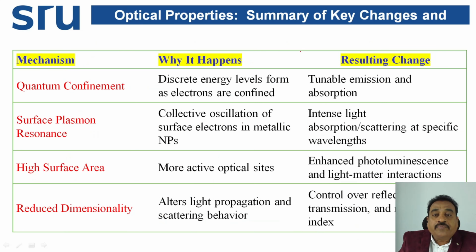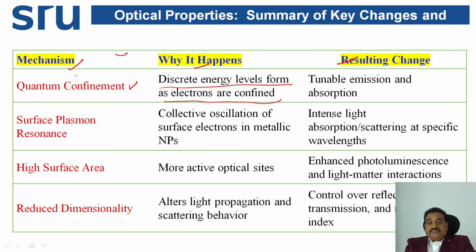So coming to the summary of optical properties, you try to see here: the mechanism, why it happens, and the resulting change, try to understand very simply. Quantum confinement effect: discrete energy levels form as electrons are confined. So the result is tunable emission and absorption, which we can observe due to quantum confinement.